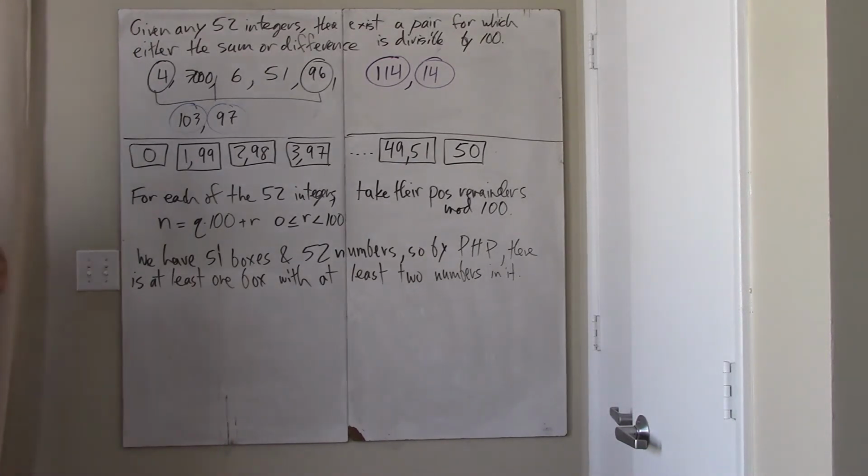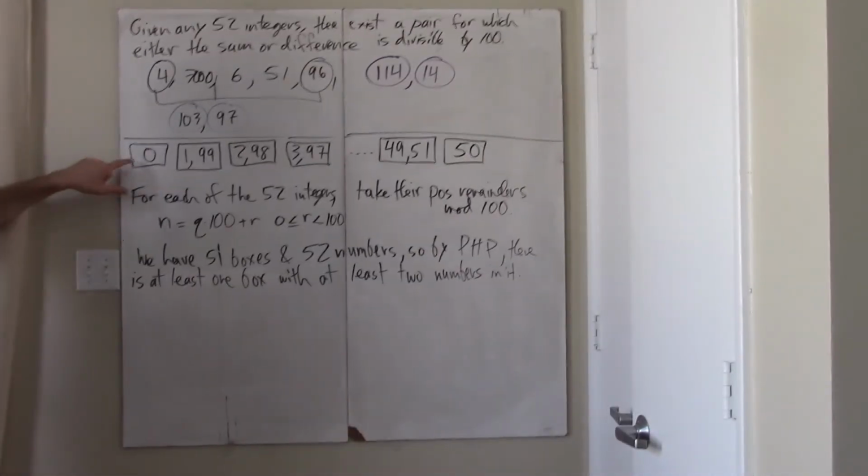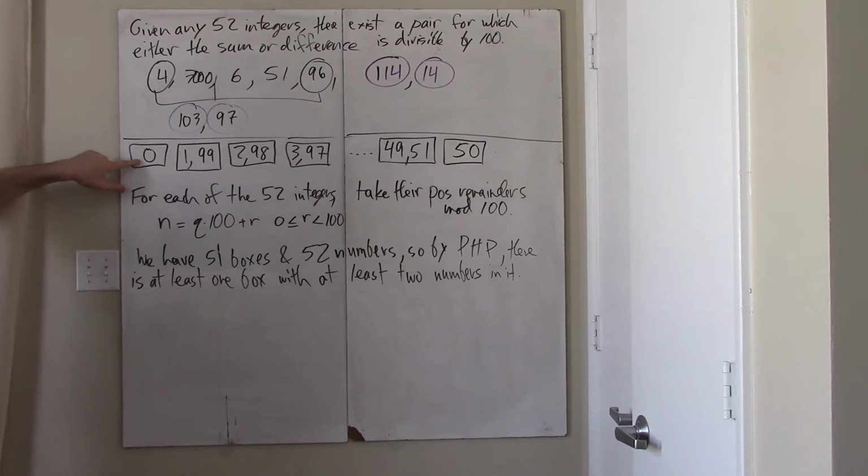It doesn't matter. If you add two numbers which are divisible by 100, of course, you'll get a sum which is divisible by 100. And if you subtract two numbers which are divisible by 100, you'll get a number which is divisible by 100. So if the two numbers fall into the 0 box, great.